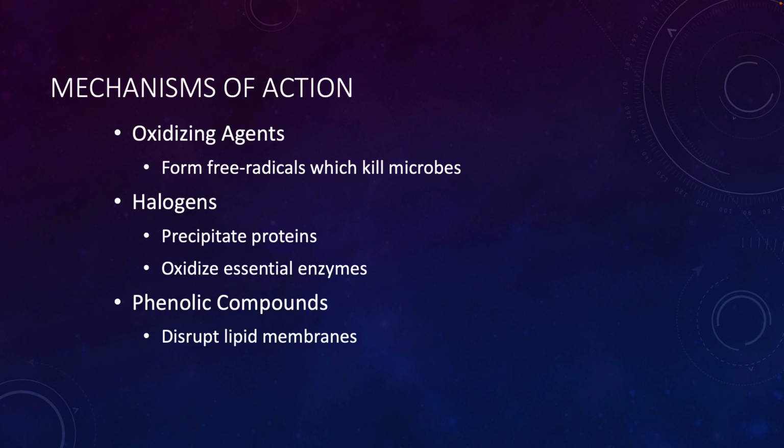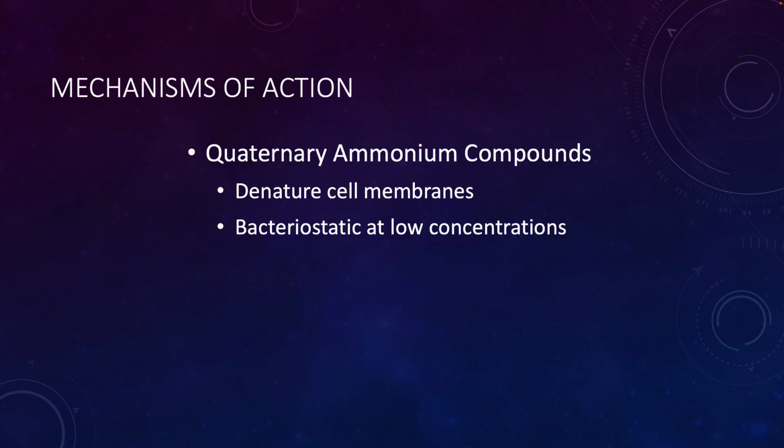Phenols disrupt lipid membranes, which is why they can be effective against some viruses. So if we disrupt the lipid membrane, the cell will basically fall apart or the viral particle will fall apart. And again, this is why phenols aren't great as antiseptics, because you don't want to put them on your skin because your skin has lipid membranes, but it wouldn't be so bad to put them on a surface and use them as a disinfectant. Ammonia compounds also denature cell membranes and can be bacteriostatic at low concentrations.